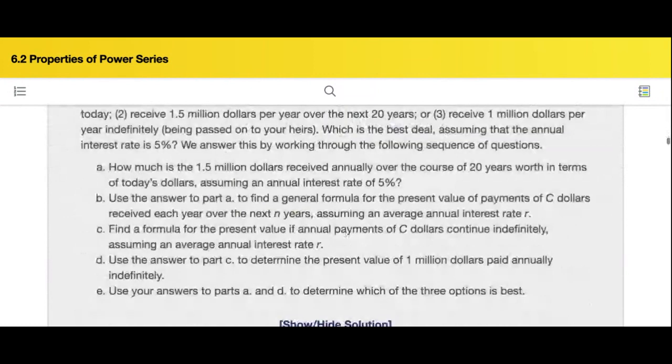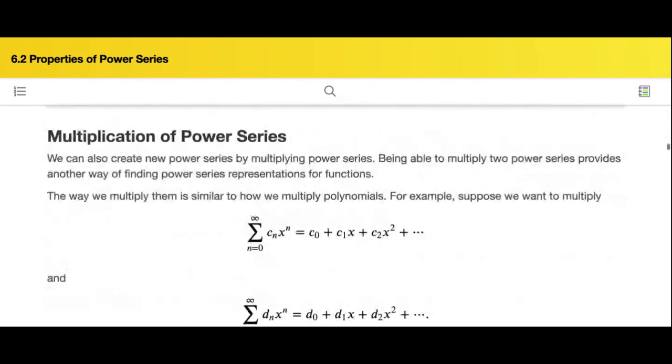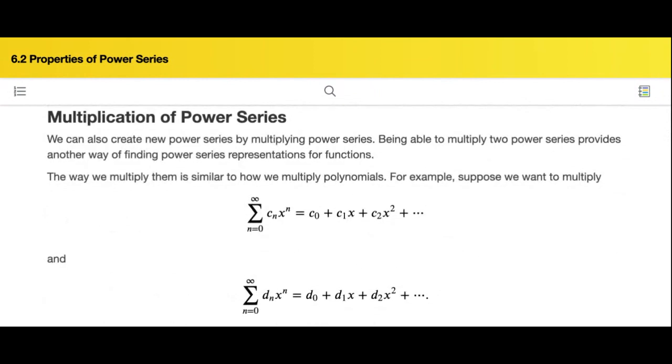Let's see this one. You know what? Let's forget about this one. Okay, let's go to this multiplication of power series. So let's see, we have two.